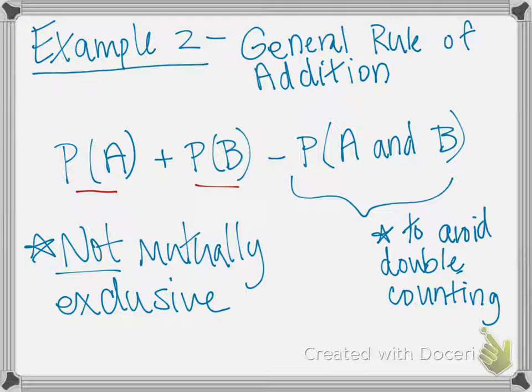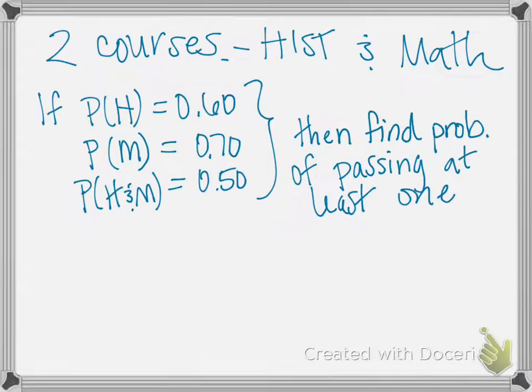Again, let's give a real example to try to make this more understandable. So we have a student, and the student is taking 2 courses. It's a summer term. He just has 2 classes. He's got a history class and a math class. So what if I tell you the probability of our student passing history is 0.6, the probability of our student passing his math class is 0.7, and the probability that he passes both history and math is 0.5. And then I'm going to ask, okay, well then find the probability that our student passes at least 1 class. So what's the probability of doing that?